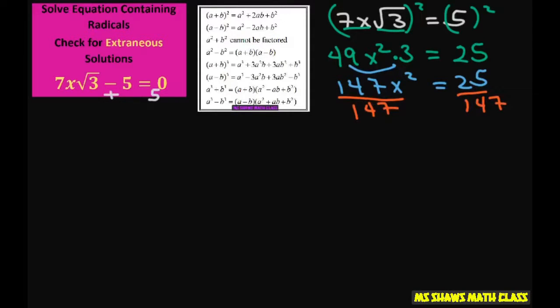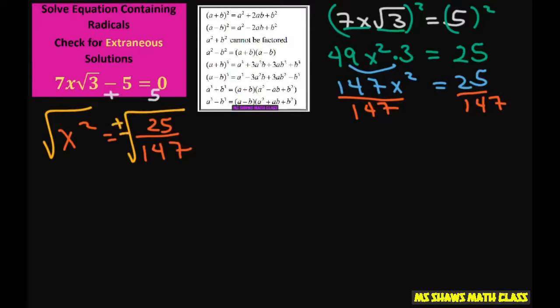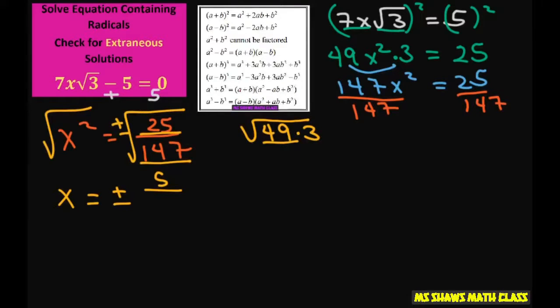So now we have x squared equals 25 divided by 147. Now you square root both sides. Don't forget to do both the plus and the minus. So you're going to get x equals plus or minus square root of 25 is 5. Now this 147, I can write that as 49 times 3. I can pull the 49 out. Square root of 49 is 7. Square root of 3. So this is your answer.